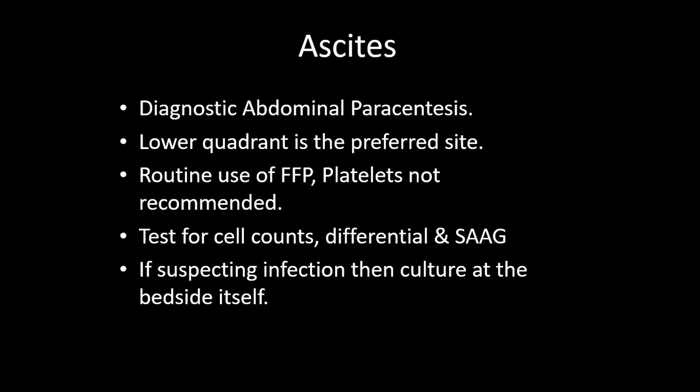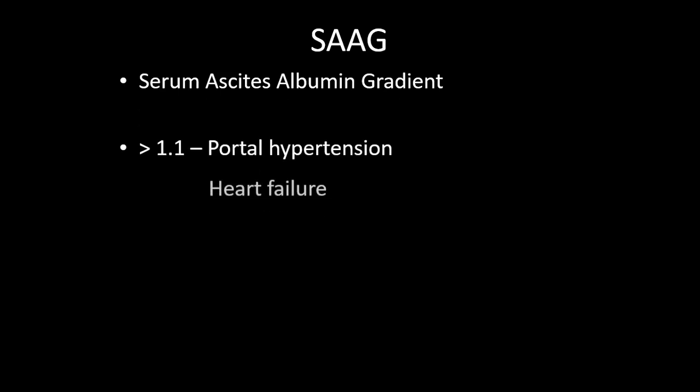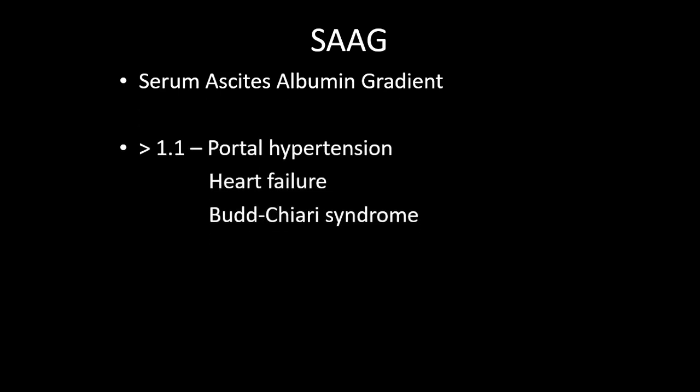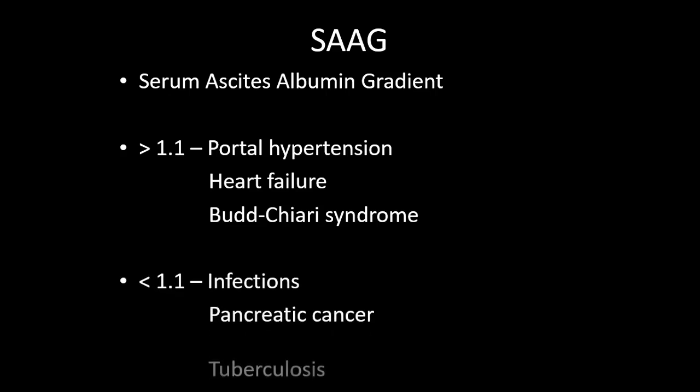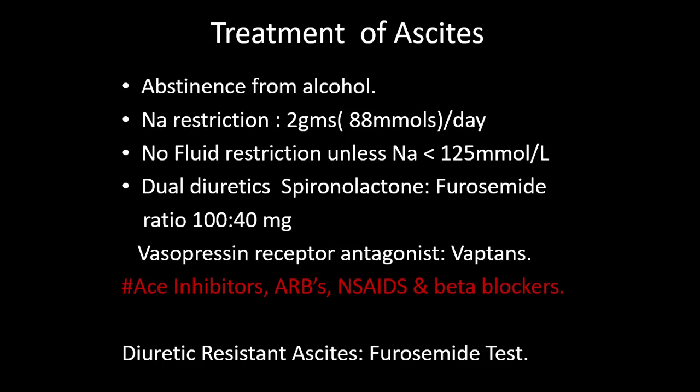Once you are doing ascitic tapping, test for cell counts, differential, do a SAAG, and if you are suspecting an infection, culture at the bedside itself. So serum ascites albumin gradient more than 1.1 means portal hypertension, heart failure, Budd-Chiari syndrome. Less than 1.1 means transudative things, infection, pancreatic cancer, tuberculosis. Right, for treatment of ascites, you should abstain from alcohol, restrict sodium to 2 grams per day.